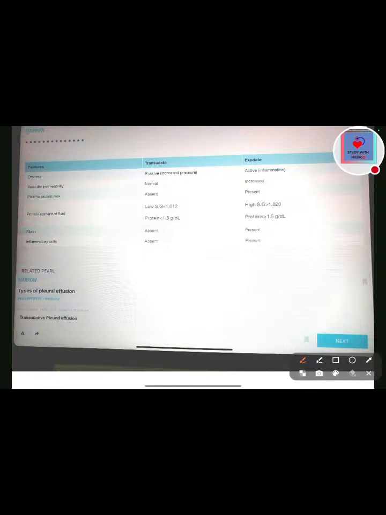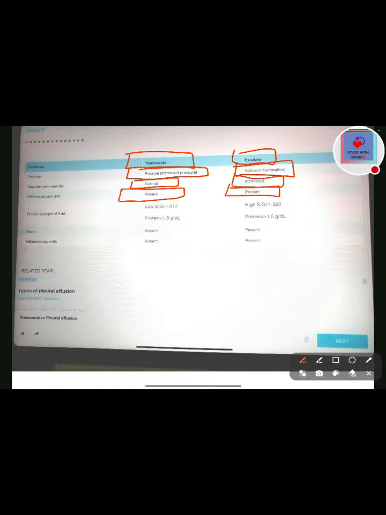So remember this. Transudate is a passive process, here because of the increased pressure. Exudate is active because of inflammation. Here the vascular permeability is normal. Here the vascular permeability is increased. Here the plasma protein is absent. Here the plasma protein leak will be there. That's why protein content will be more in the exudate, not in transudate.